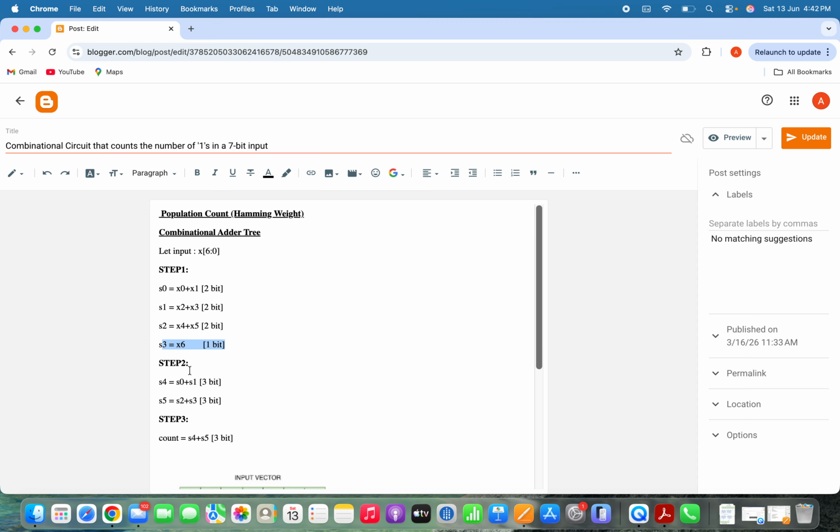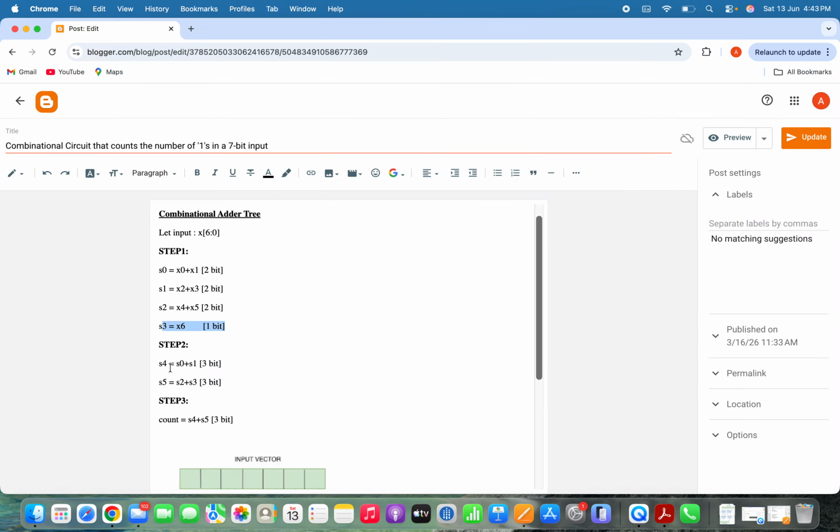Now in step 2, we combine the partial counts generated in step 1 and generate S4 equal to S0 plus S1 and S5 equal to S2 plus S3. The maximum value for S0 plus S1 is 2 plus 2, which is 4, and requires 3 bits to represent. Similarly for S5, S2 is 2 bits and S3 is 1 bit, and this will also fit in 3 bits. So both S4 and S5 can be represented using 3 bits.